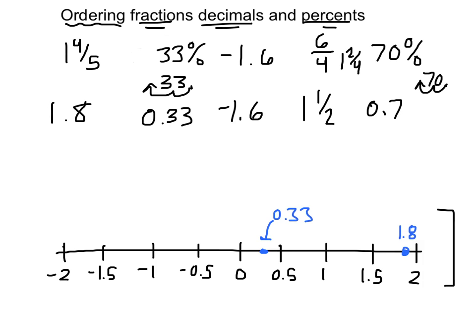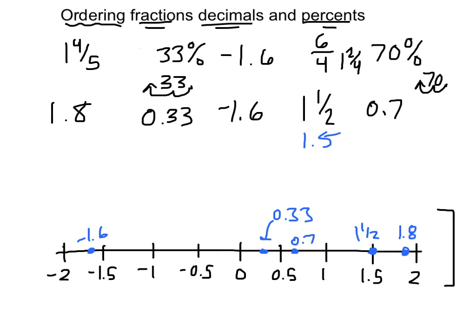Negative 1.6 is to the left of 0, between negative 1 1/2 and negative 2. 1 1/2, I can put that one right on its spot. Oops, I just realized I didn't write that one as a decimal. That'd be 1.5. The 1 1/2 would be there, and 0.7 would be just past 1/2, so approximately right there.